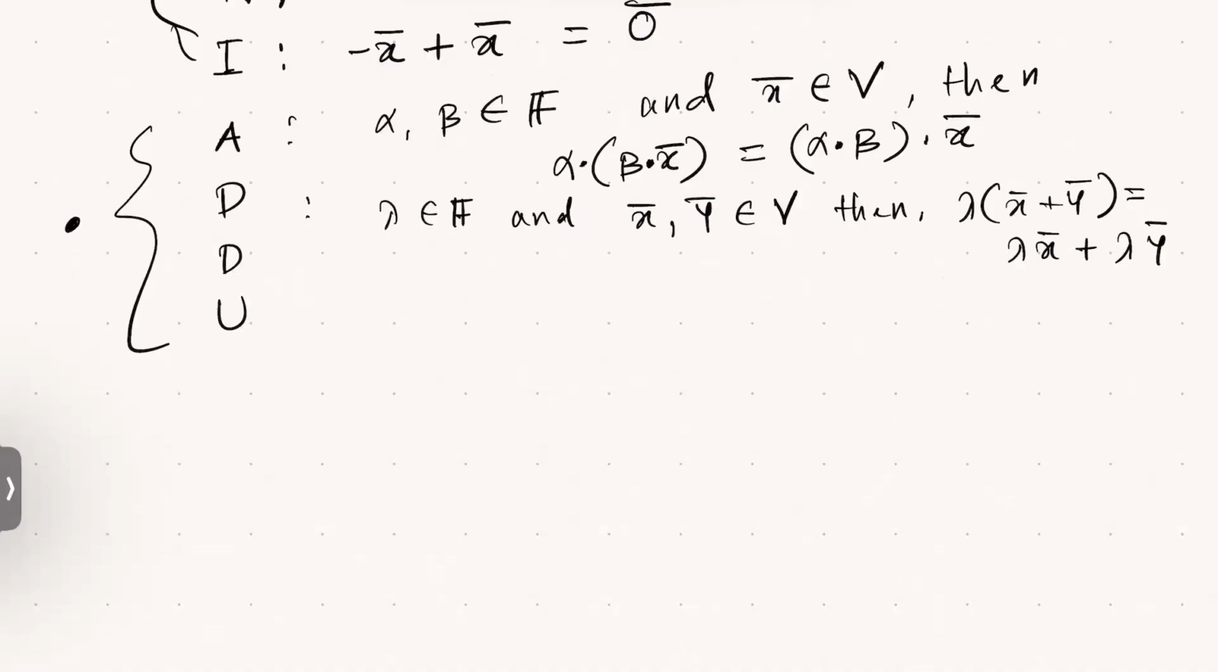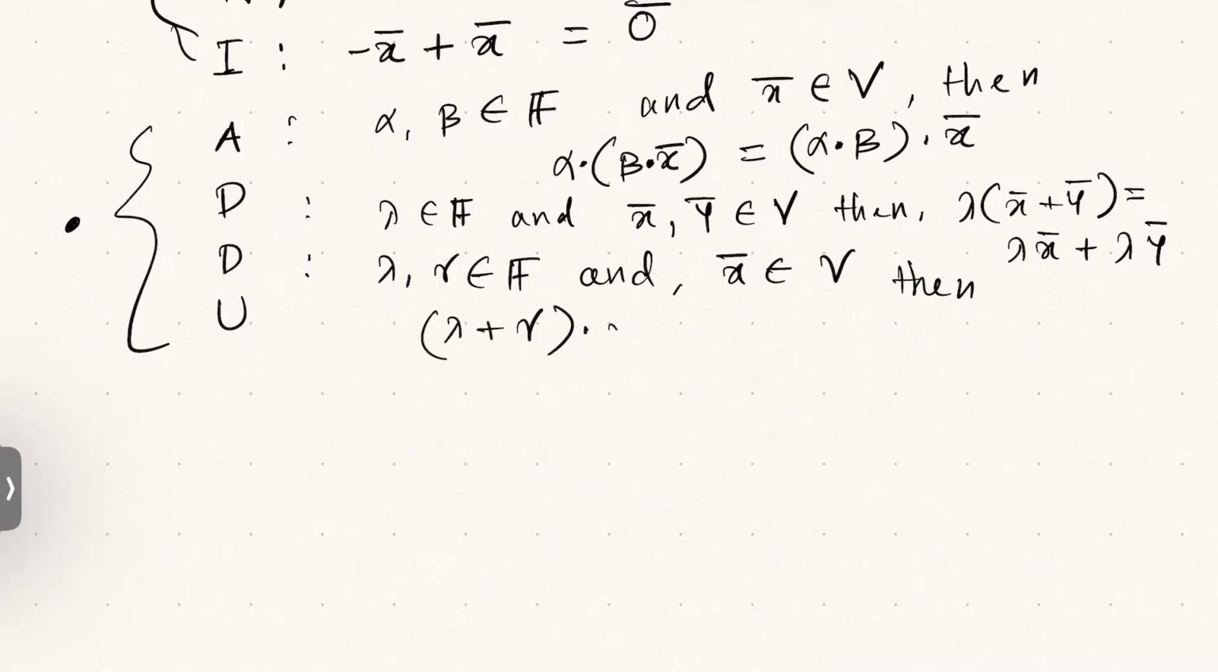Okay, so then another distributive law, and this is, let's say, lambda and gamma belong to this field, and x belongs to the set V, then (lambda plus gamma) times x equals lambda x plus gamma x.